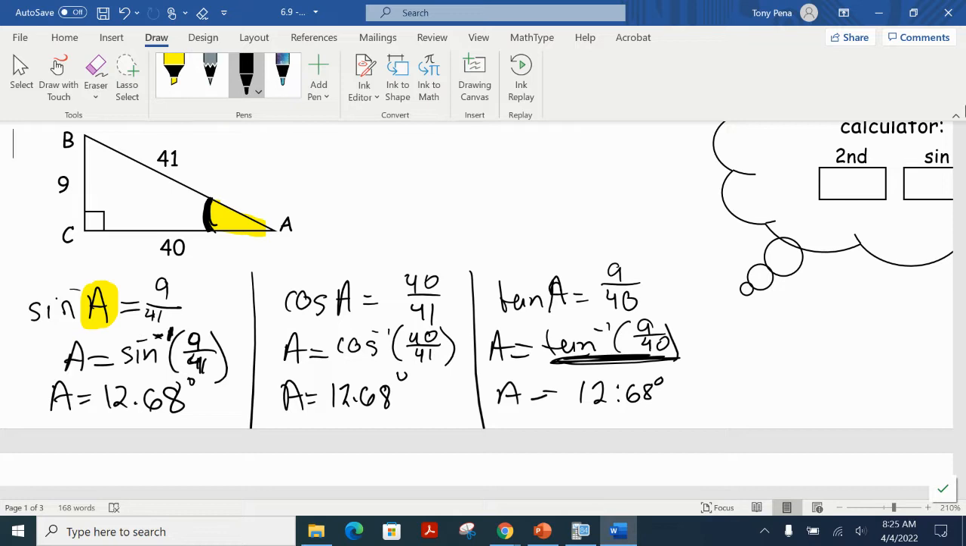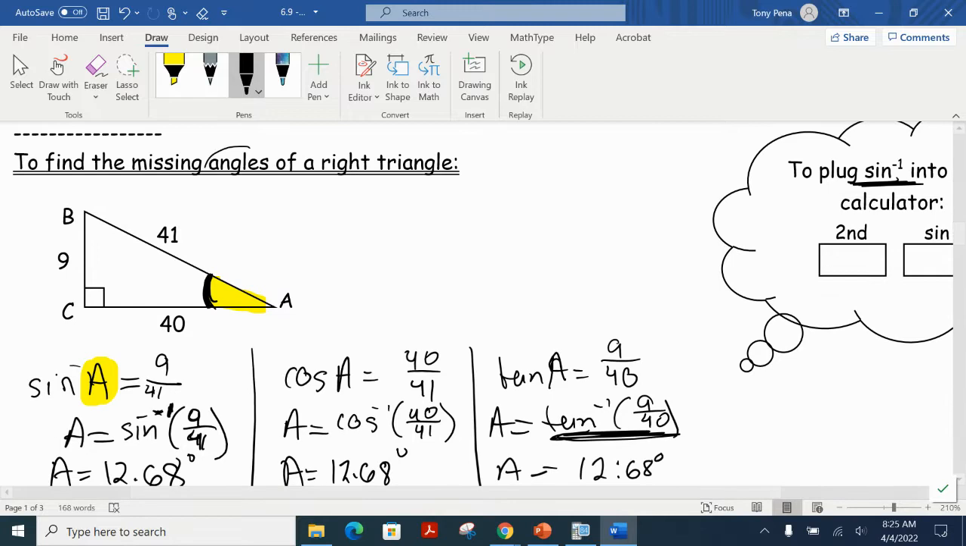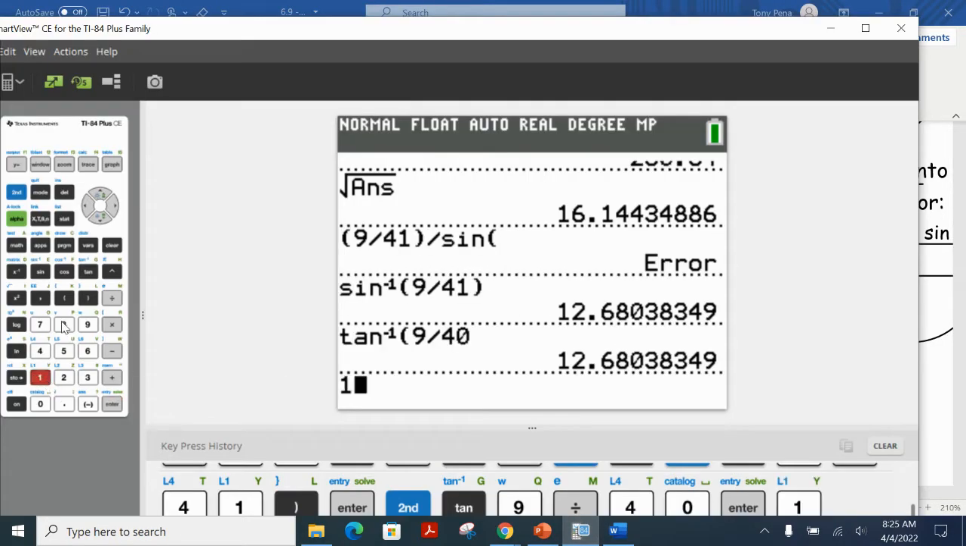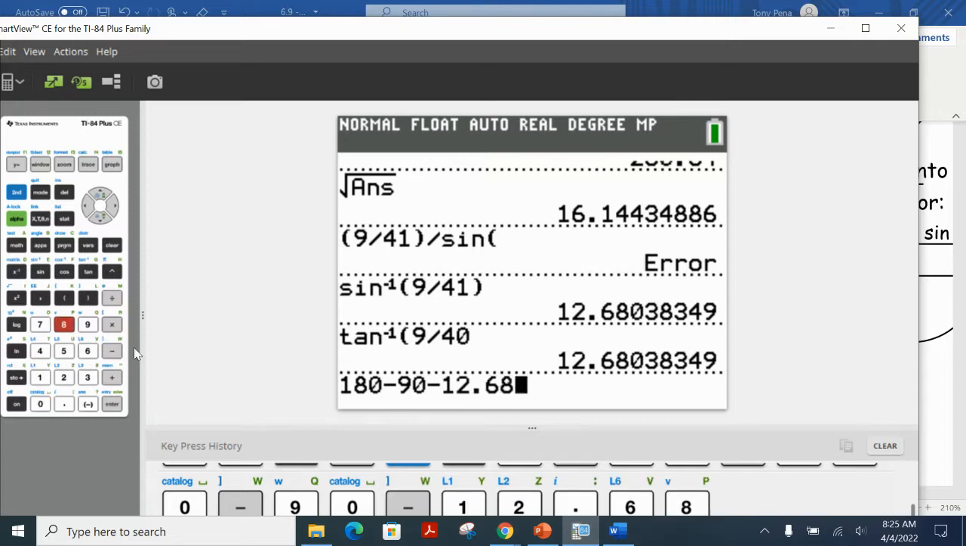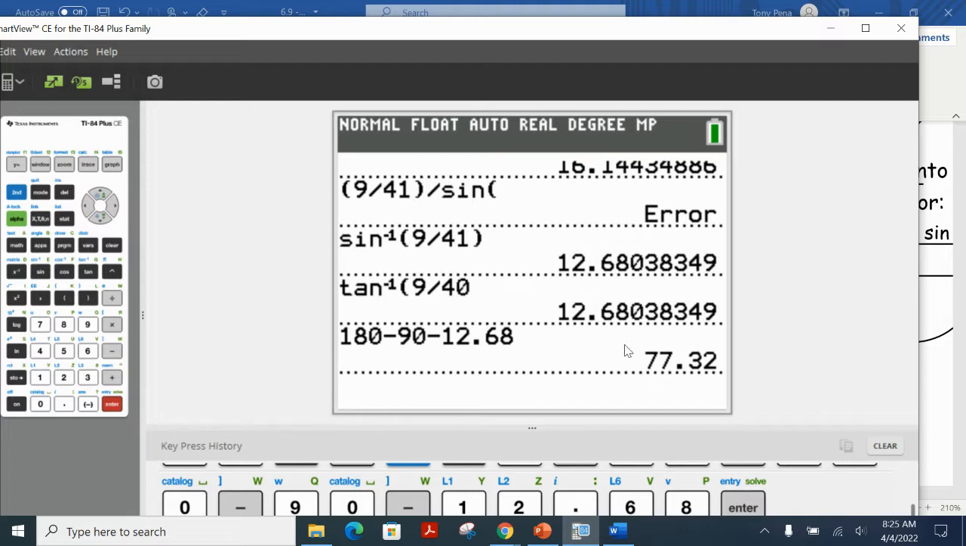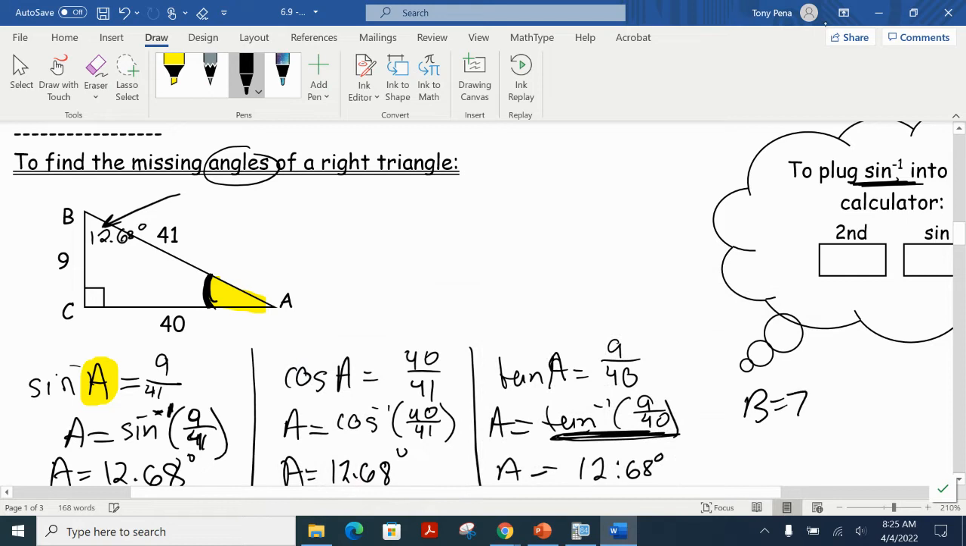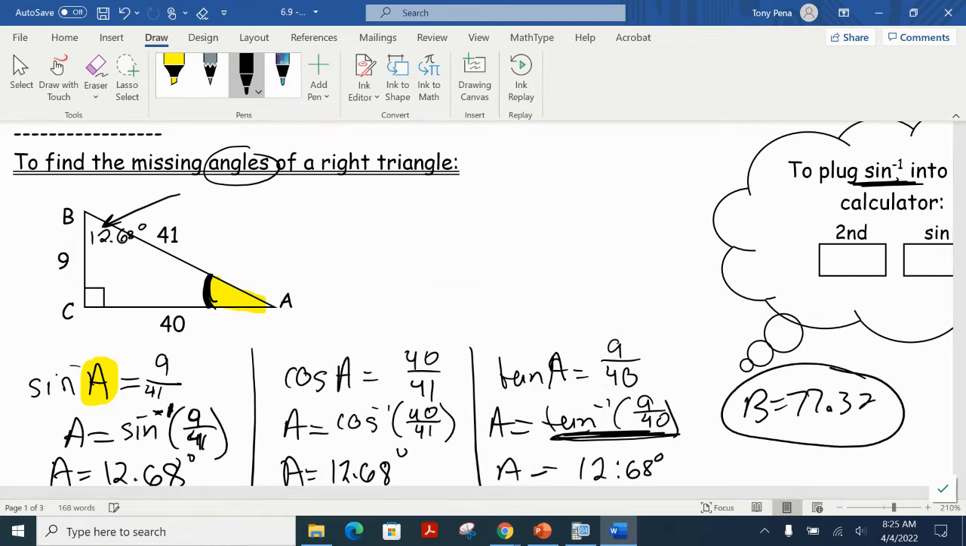Now I will want all of these, so I would want you to find the missing angles, both of them. Now that we know this is 12.68 degrees, you could set up another trig function, but you're kind of being silly if you don't go back to the fact that there are 180 degrees in a triangle. You're going to subtract away the 90 degree angle, and subtract away the angle that we just found. Whatever remains has to be the missing angle. So we hit enter, and we now know angle B had to be 77.32.